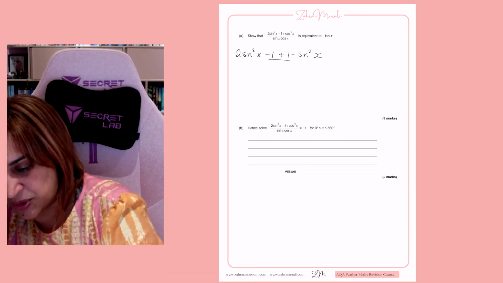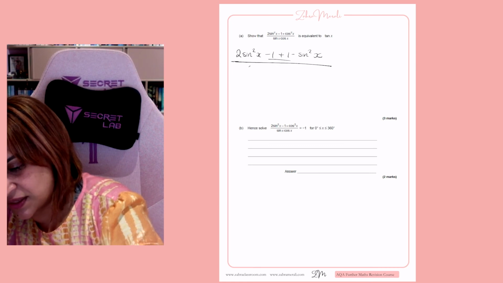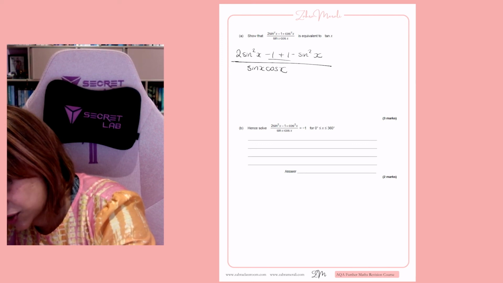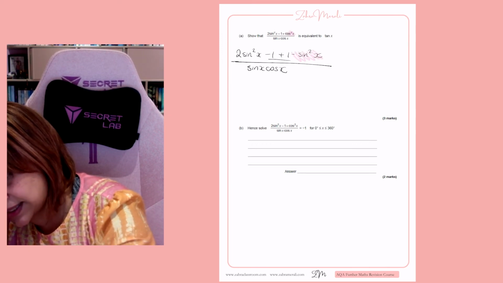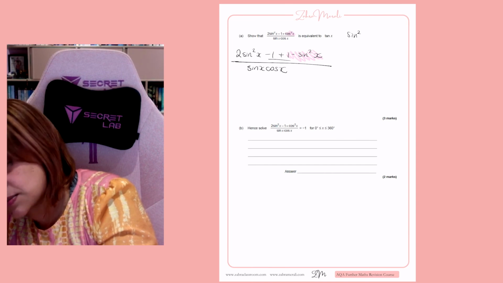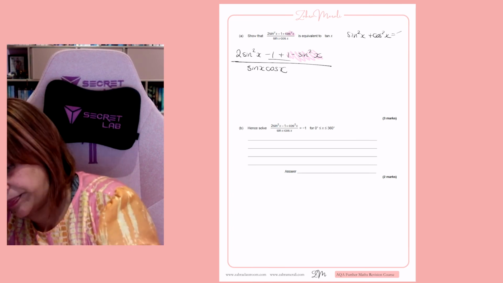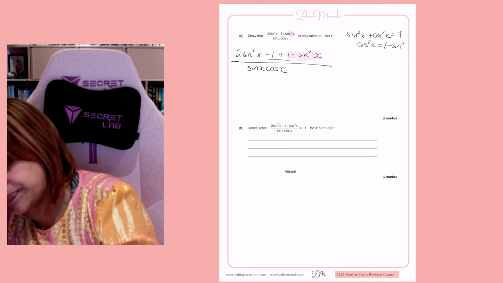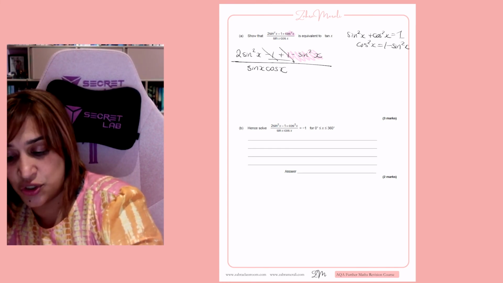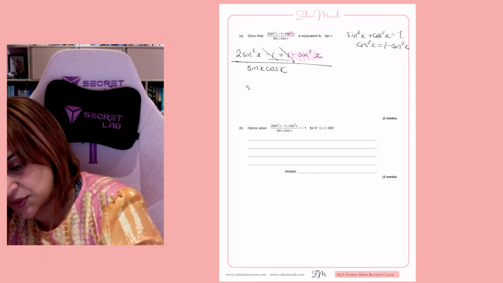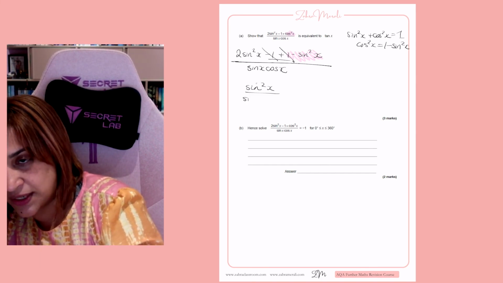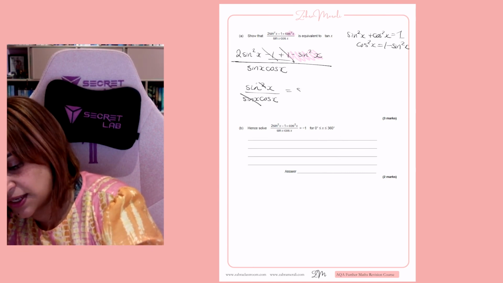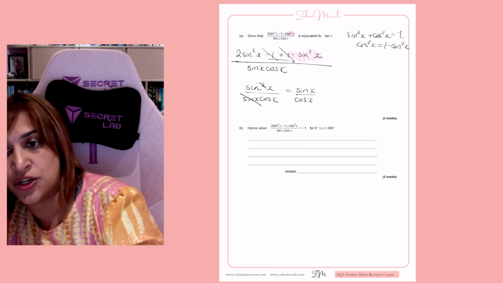So I can see there's none on the bottom. So sine x, cos x. What I've done is taken cos squared x and made it 1 minus sine squared x, and that's because I know sine squared x plus cos squared x equals 1. So therefore cos squared x is 1 minus sine squared x. So these cancel. 2 sine squared minus sine squared is going to give you sine squared x over sine x cos x. That's going to cancel, leaving you sine x over cos x, which we know is tan x.